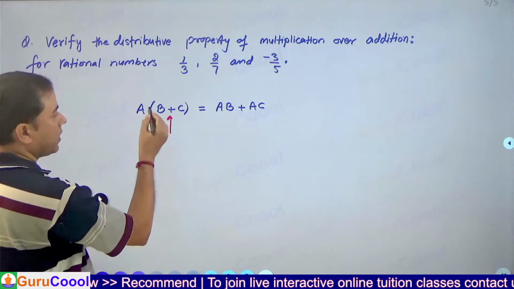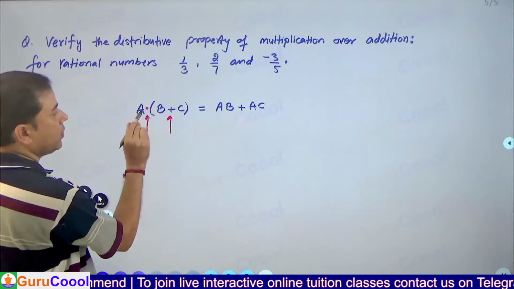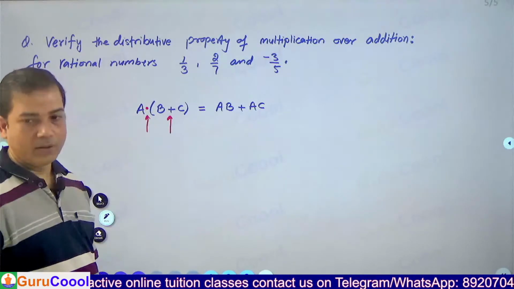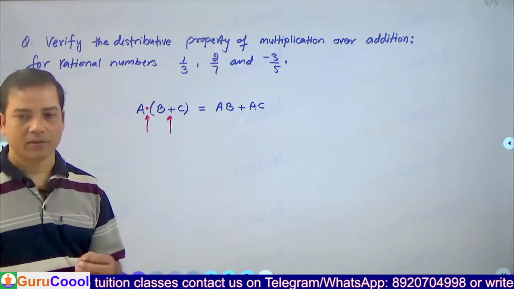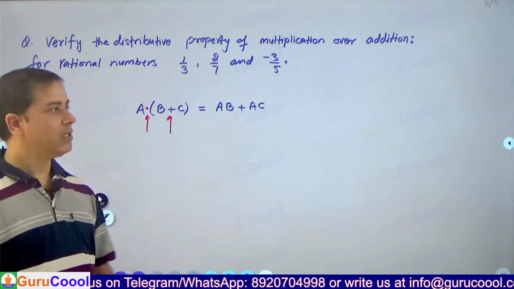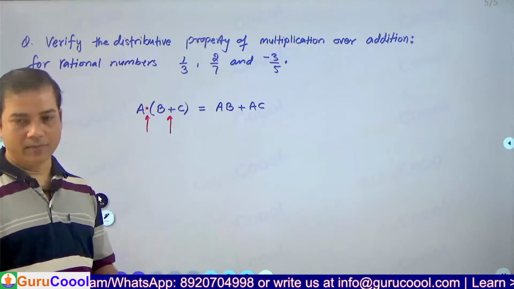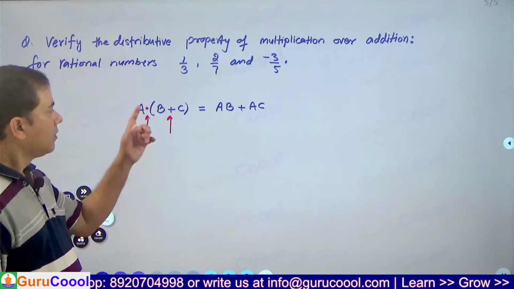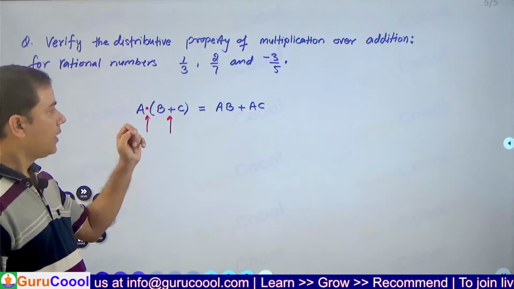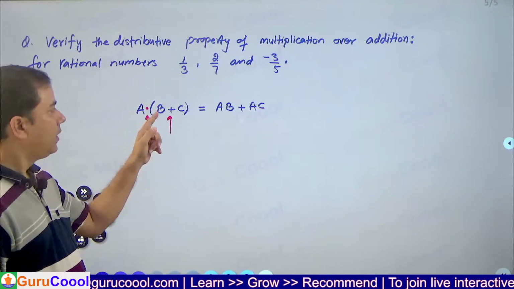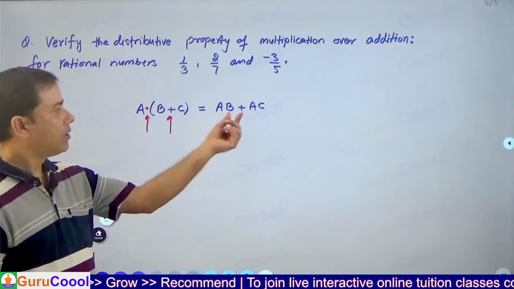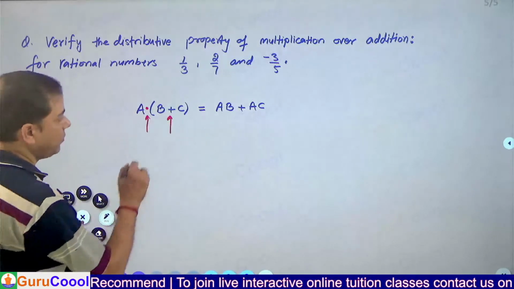So what actually you are doing? You are distributing this multiplication sign over this addition. Distribute means give it away to everyone. Distribute means giving to everyone, right? Yes, sir. So you are distributing multiply sign over addition. That means A will be multiplied with B and A will be multiplied with C separately, and then the results will be added. Okay, sir, I understood.